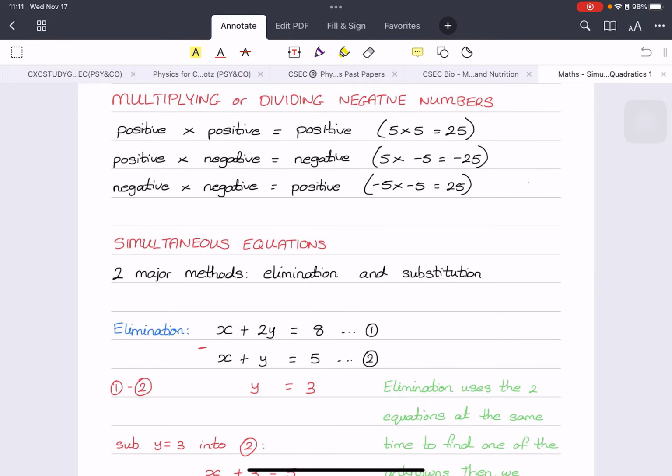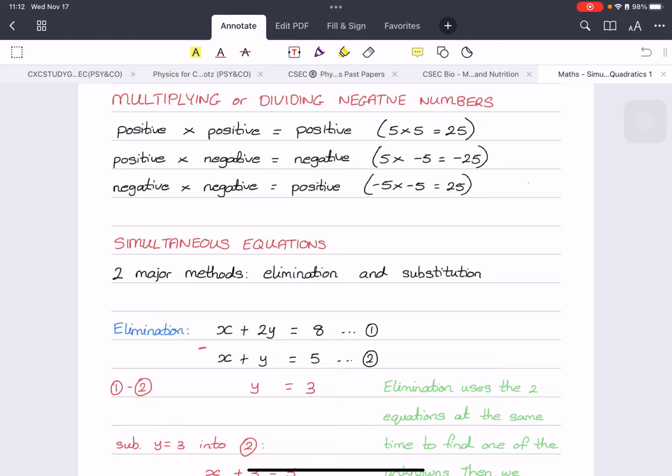Now, a very important rule that I would like you to remember going forward is when you are dividing or multiplying negative numbers. Okay, so we obviously know that if you multiply a positive number by a positive number, the answer will be positive, right? So we have an example, 5 by 5 is 25. However, if you multiply a positive number by a negative number, say 5 multiplied by negative 5, the answer is always going to be negative. So it's going to be negative 25.